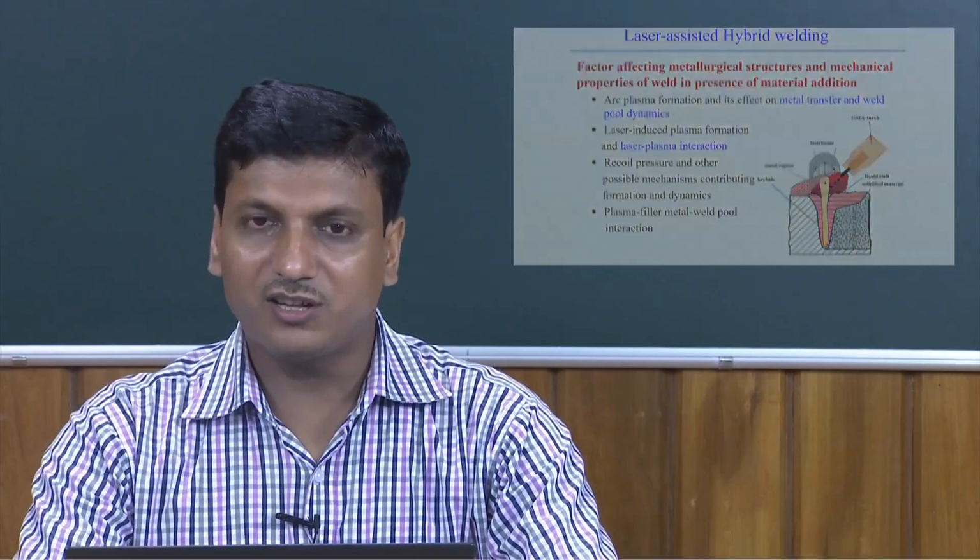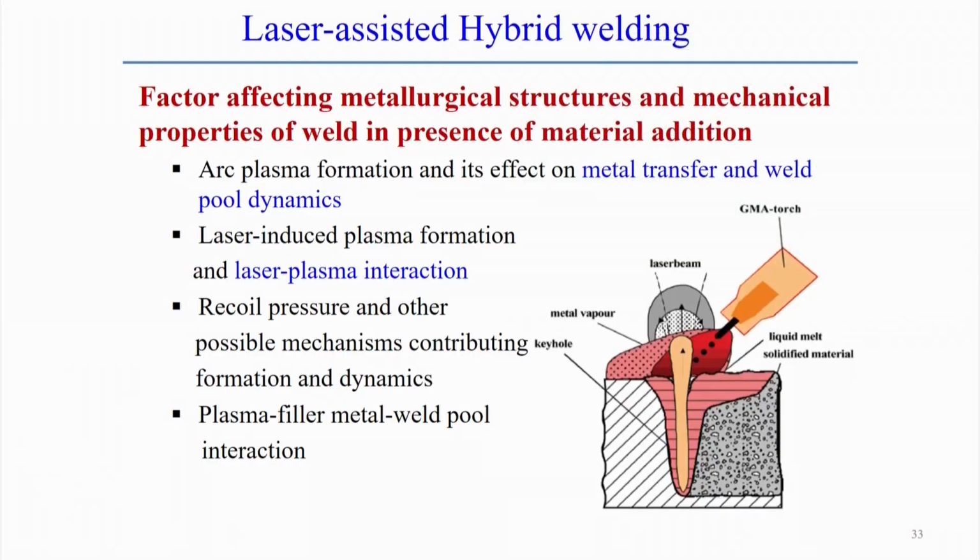We can look into the other part of the laser assisted hybrid welding processes, that is, what are the different factors that actually affect the metallurgical structure, and of course, the mechanical properties also depend on the metallurgical structure of the weld in presence of the material addition.